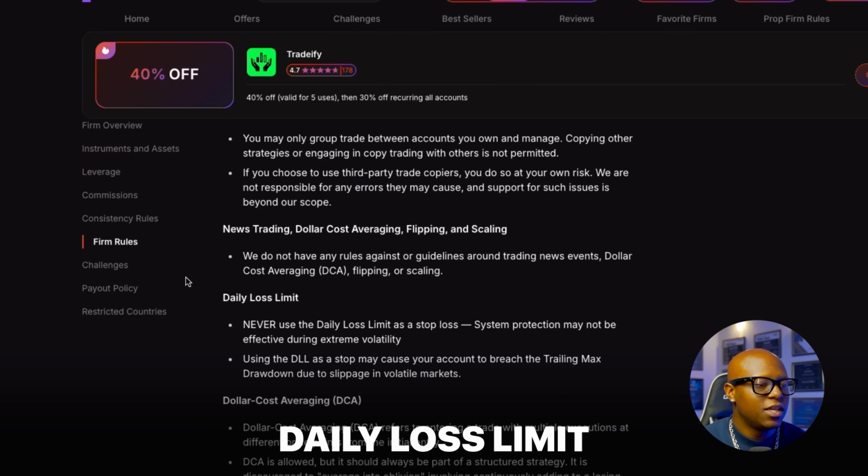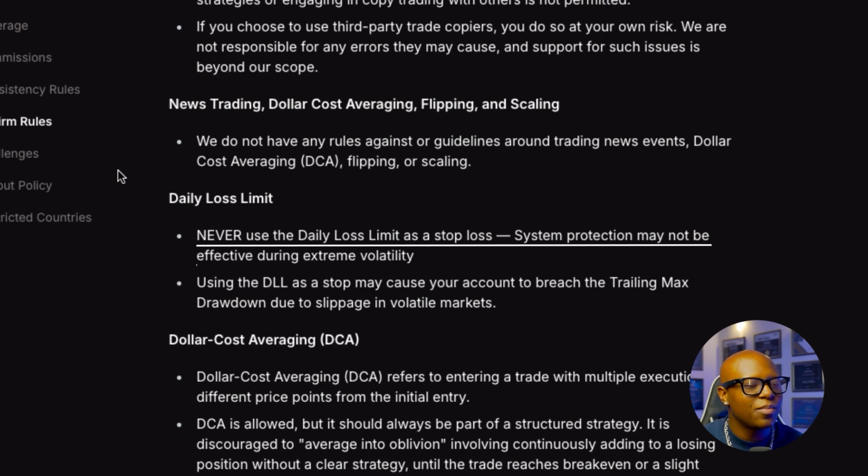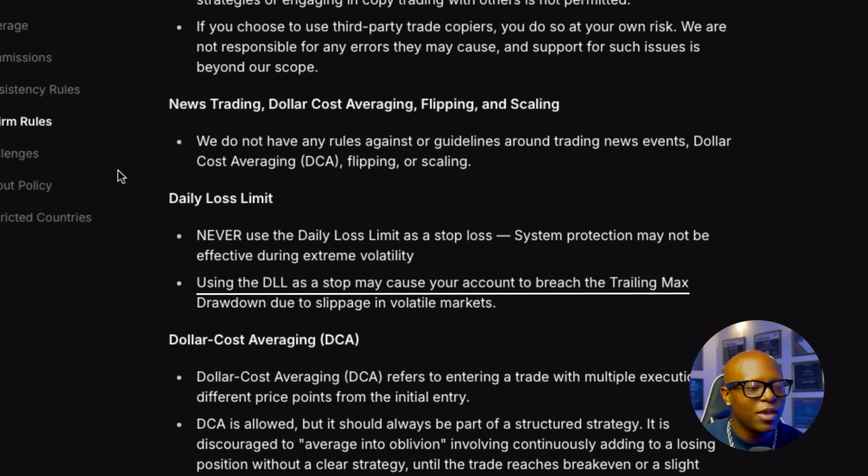For their daily loss limit, never use the daily loss limit as a stop loss. The system protection may not be effective during extreme volatility. Using the daily loss as a stop may cause your account to breach the trailing max drawdown due to slippage in volatile markets.